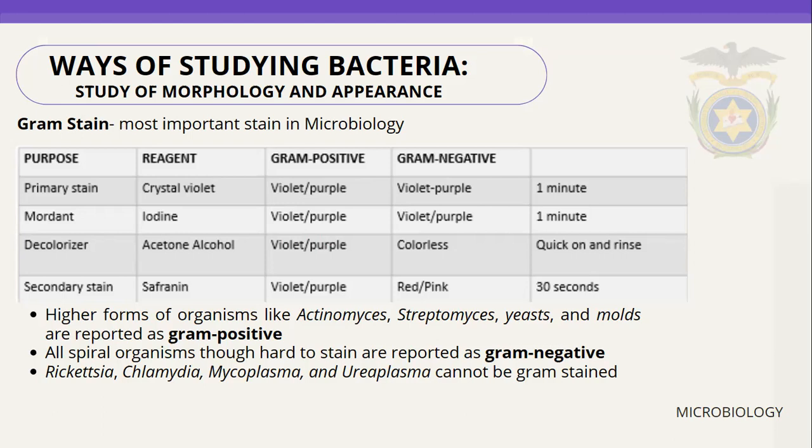Also remember that we have the Hucker's modification of gram stain, which is used for fungi. We use crystal violet as our primary stain, but we add ammonium oxalate in the Hucker's modification. Always remember, guys, that the presence of lipid in gram-negative bacteria makes them soluble to alcohol, leading to decolorization.